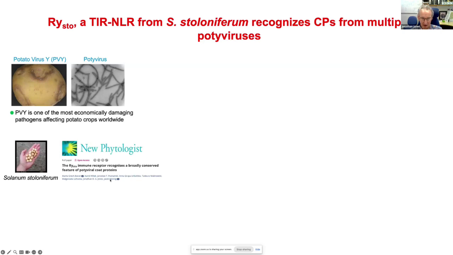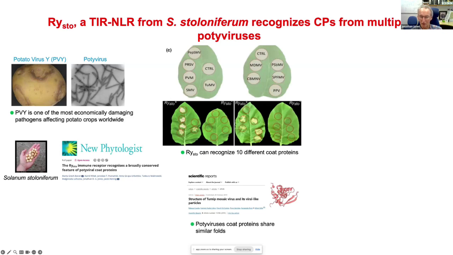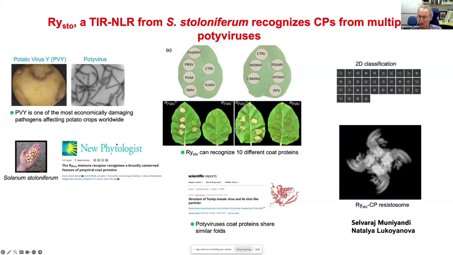So we, with colleagues Jacek Hennig and Marta Grech-Baran, identified or cloned the gene for Ry that recognizes the PVY coat protein. And in fact, it recognizes the coat protein of many different potyviruses: turnip mosaic virus, plum pox virus, papaya ringspot virus, and others, soybean mosaic virus. And there's data in this paper actually that shows that it recognizes the fold. So we thought we'd try and understand it.